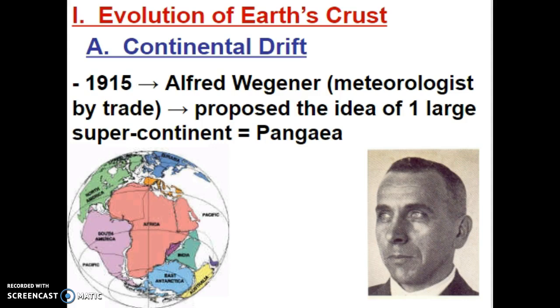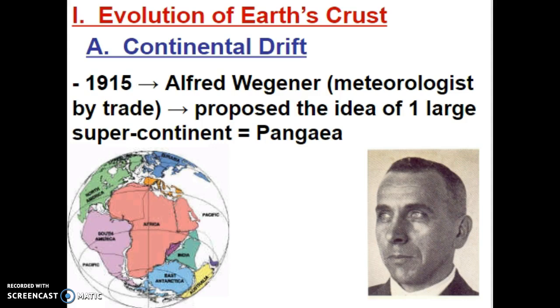There were many early ideas as to why the continents were where they were and why they were the shape that they were in. In 1915, Alfred Wegener, a meteorologist and climatologist by trade, proposed the idea that at one time in Earth's history there must have been one large supercontinent where all of the continents were connected together. He called that supercontinent Pangaea. Pan from the Latin word meaning whole or all, and Gaea, of course, referring to Earth.